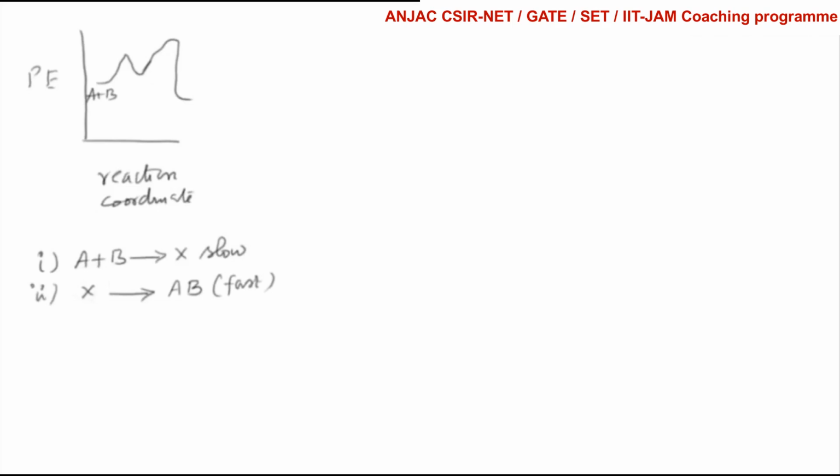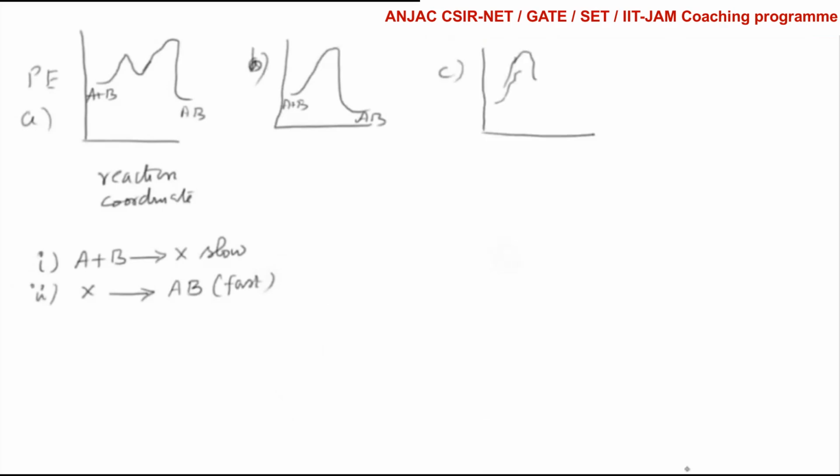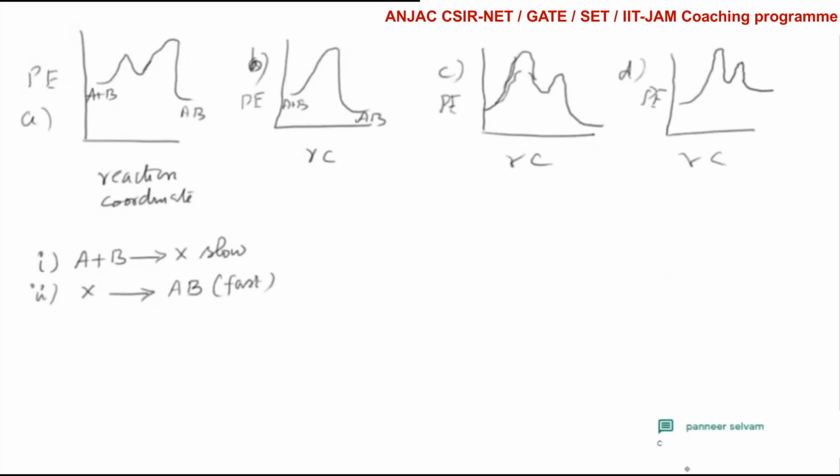can be best described by... write that down. Draw the diagram for option A. Did you put option A? Next, option B, option C, next option D. Which is the correct one? You write all of this down. This is PE, potential energy, this is the reaction coordinate. Which is the suitable reaction coordinate diagram for this one?